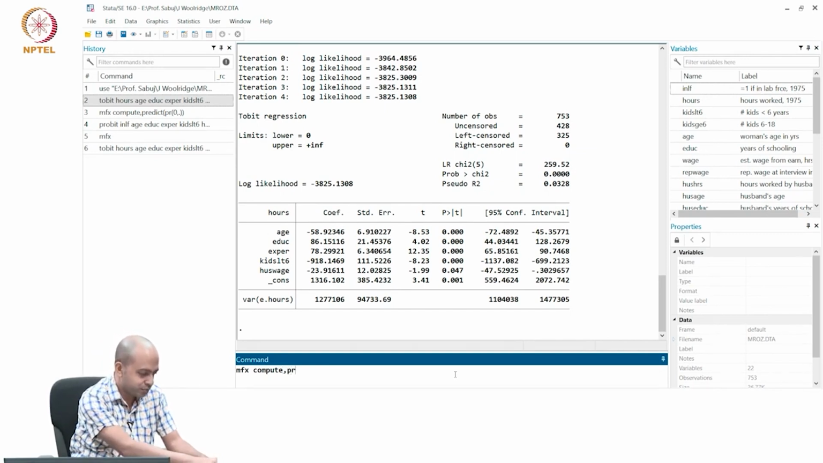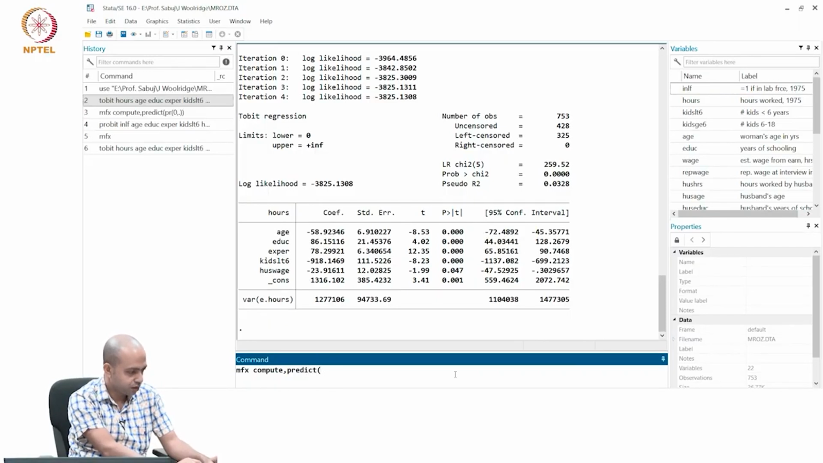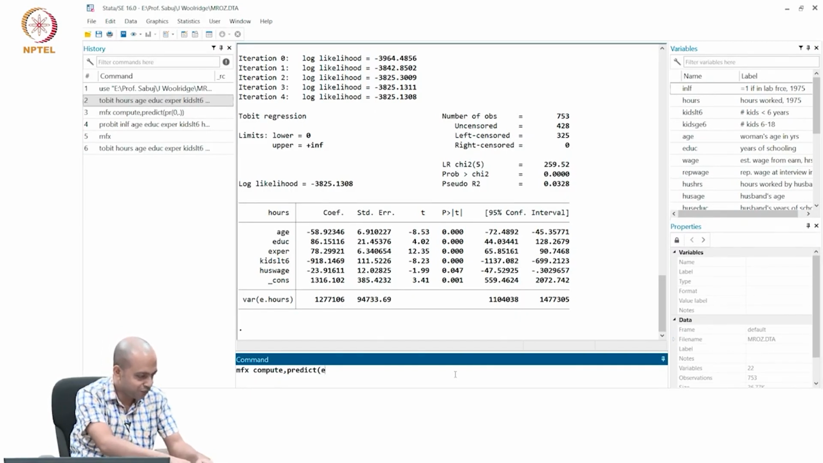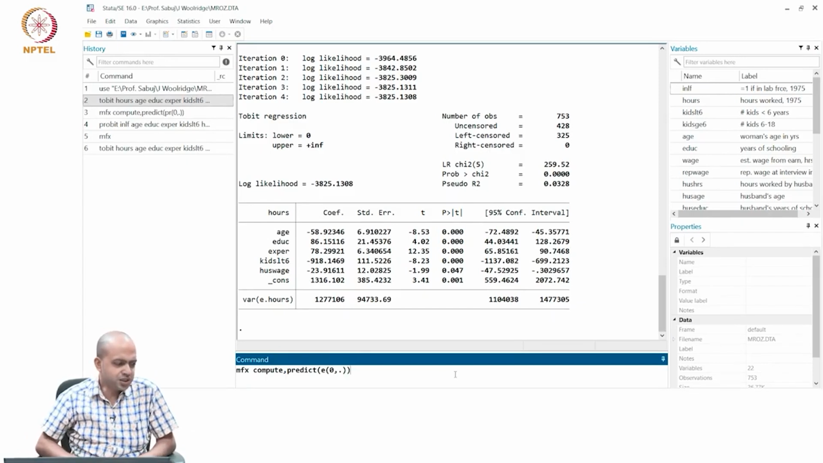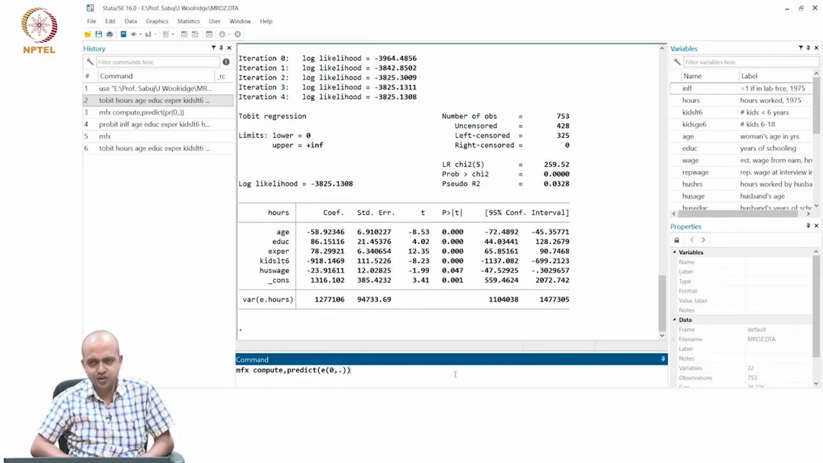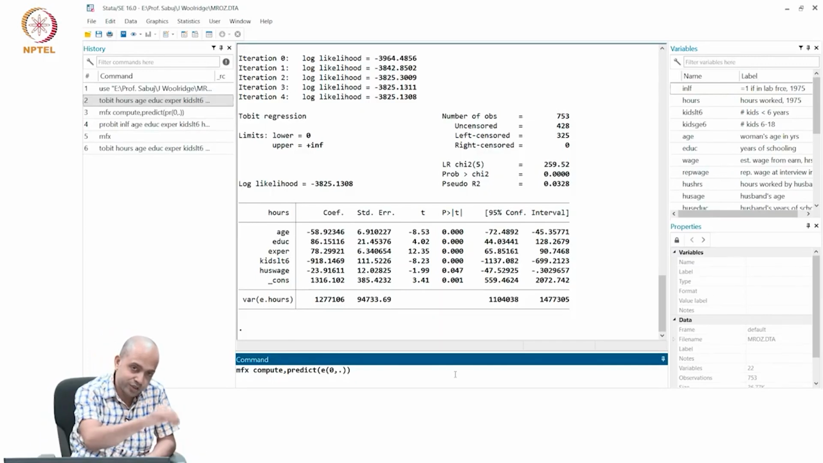Now, I am not interested in estimating the change in probability, rather the change in labor supply. So, for that you have to say predict, in the bracket, instead of PR you have to mention E for elasticity. This is the command. So, I am asking Stata, you first predict that the labor supply amount is greater than 0, and then you estimate the change.